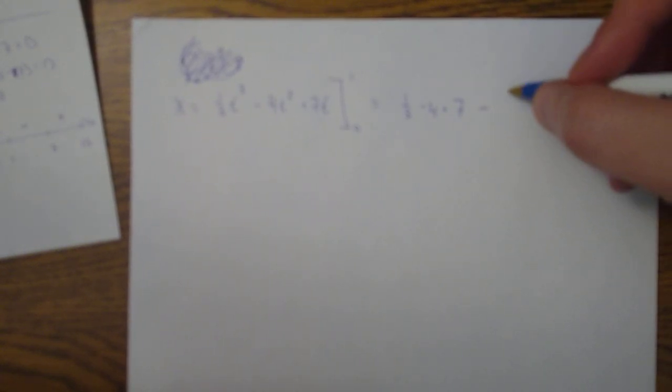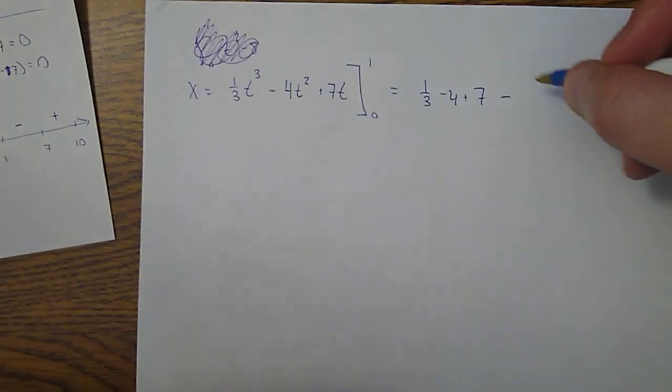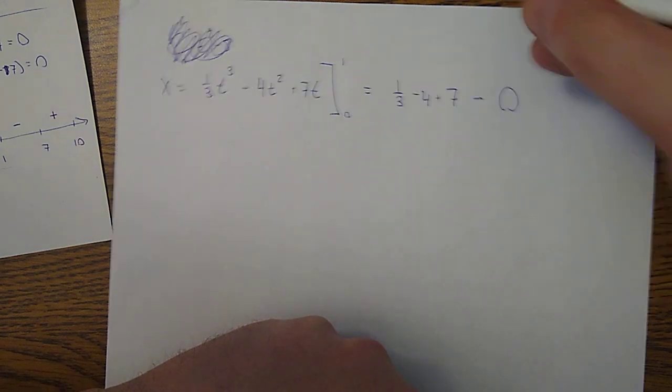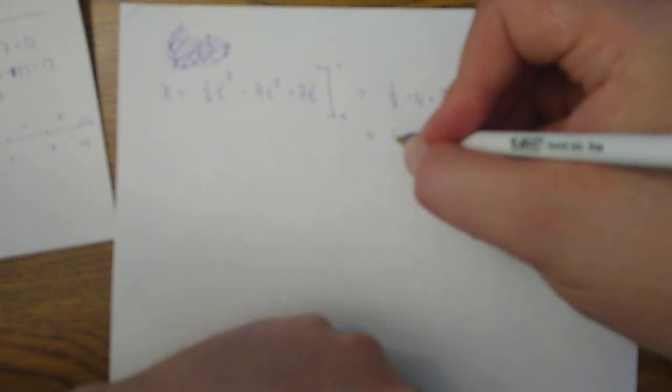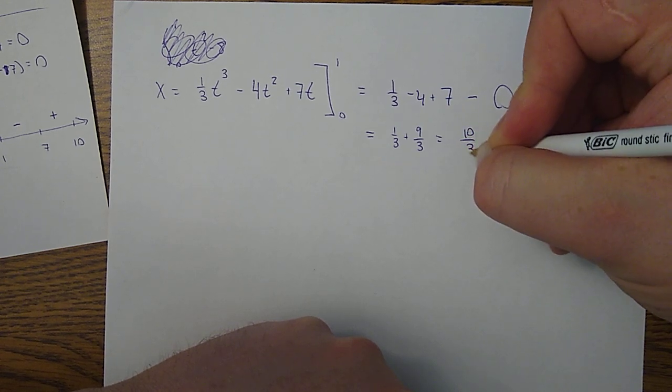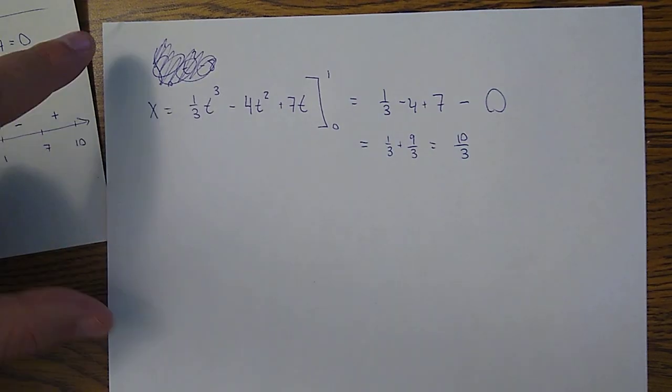I plug these numbers in. 1/3 minus 4 plus 7. And then I'm going to subtract. If I plug in 0, everything is just 0. And then whatever this is, 1/3 plus 3. That's 1/3 plus 9/3, 10/3. Okay.